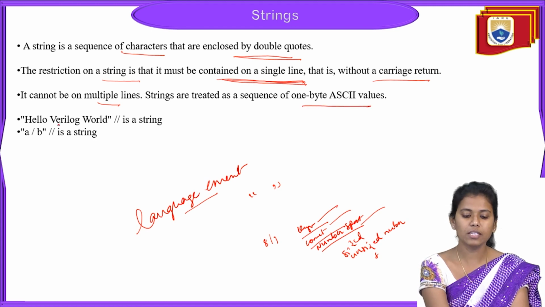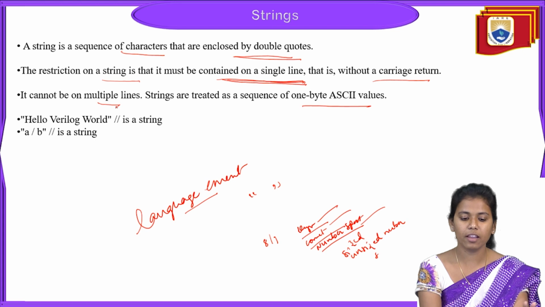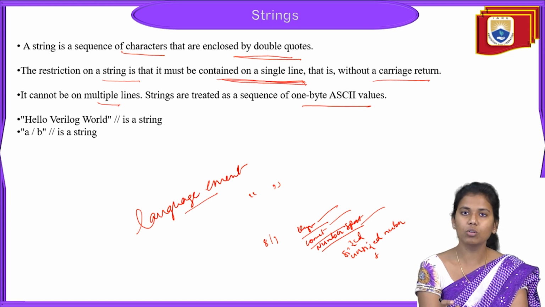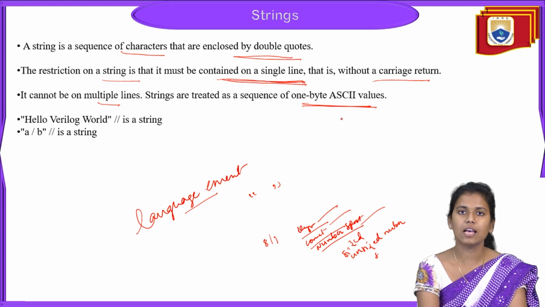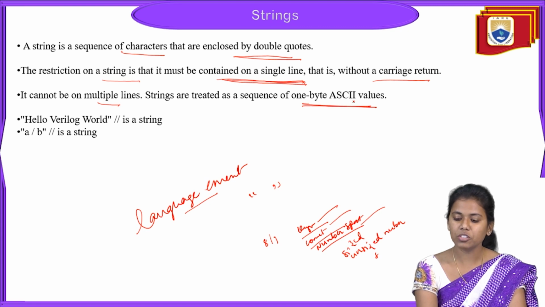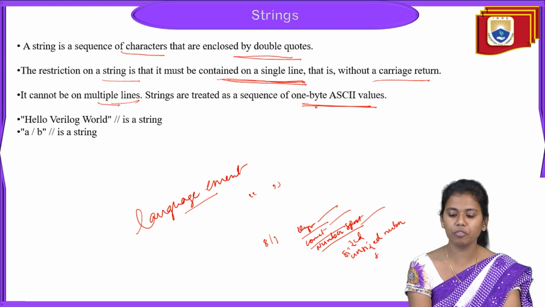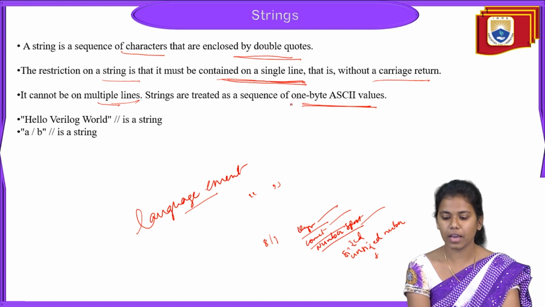The important point is that strings cannot be on multiple lines. They should be only on a single line, and the strings are treated as a sequence of 1 byte ASCII values. ASCII stands for American Standard Code for Information Interchange.